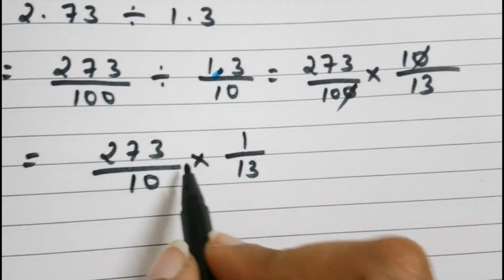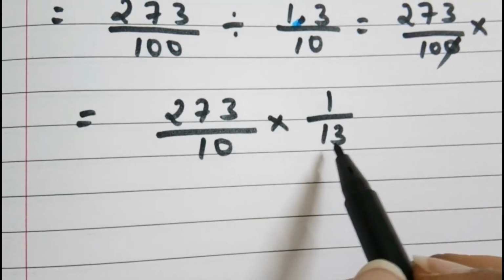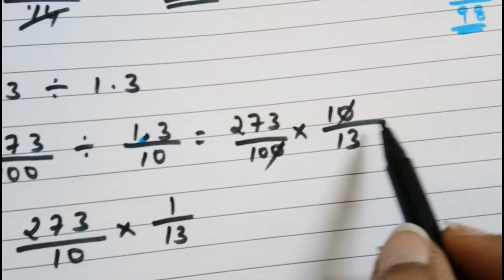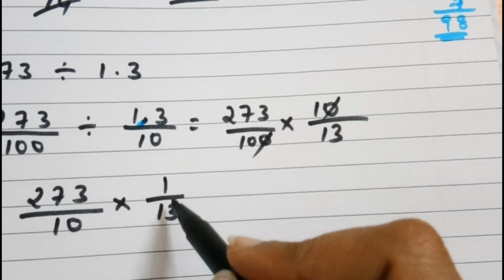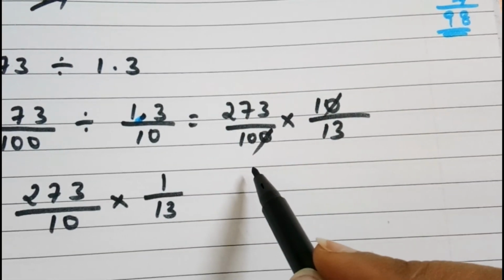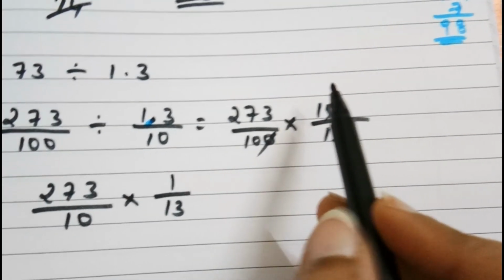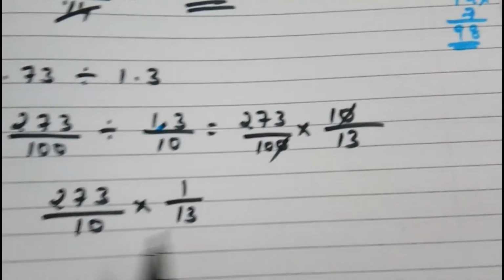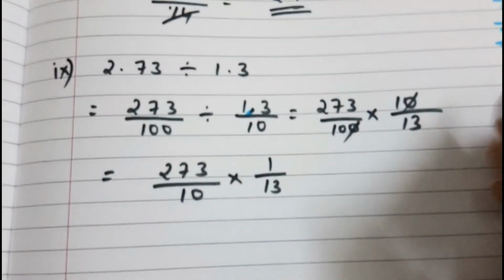Now let's see how many times 13 will go in 273. Why 1 by 13? Because here no numerator is left, as the 10 and this 0 got cancelled, so over 13 we put 1 as the numerator. As we saw many times, if there is only a numerator and no denominator, we put it by 1. In the same way, when there is only a denominator and no numerator, that is considered as 1 by 13. So let's do the calculation.